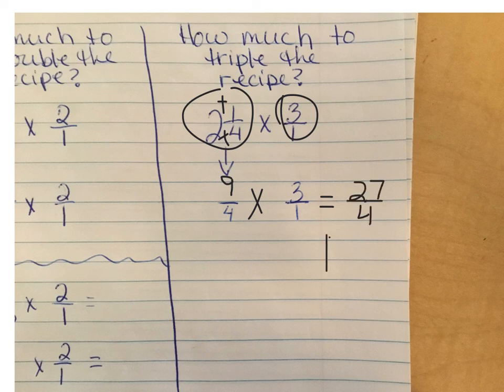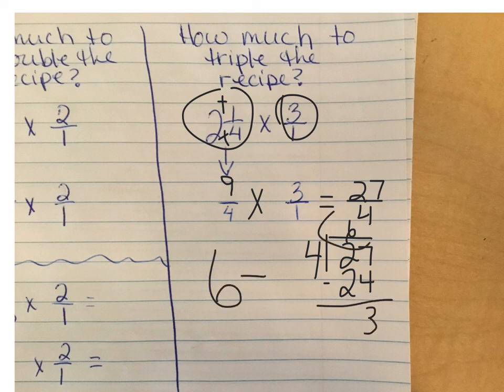And of course that 27 is going to fall into the house just like this, and that 4 is going to be on the outside. 4 times what gets me close to 27? So I'm going to have 6. I take that top number here. It becomes my whole number. I have some leftovers right there. And so that's how much pancake mix I'm going to need if I triple it.